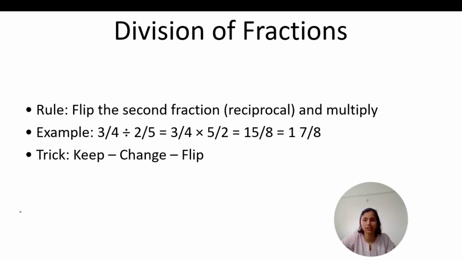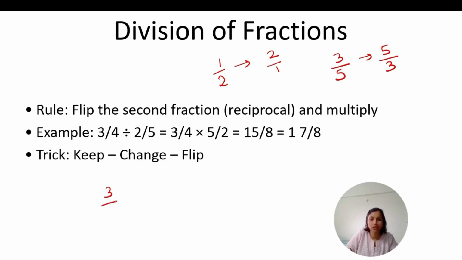Now let's talk about the division of fractions. So in case of division of fractions, when we divide the first number by the second number, we can multiply the first number by the reciprocal of the second number. So what is reciprocal? Reciprocal of 1 by 2 will be 2 by 1 or simply 2. Reciprocal of 3 by 5 will be 5 by 3. So basically numerator changes to denominator and denominator changes to numerator.